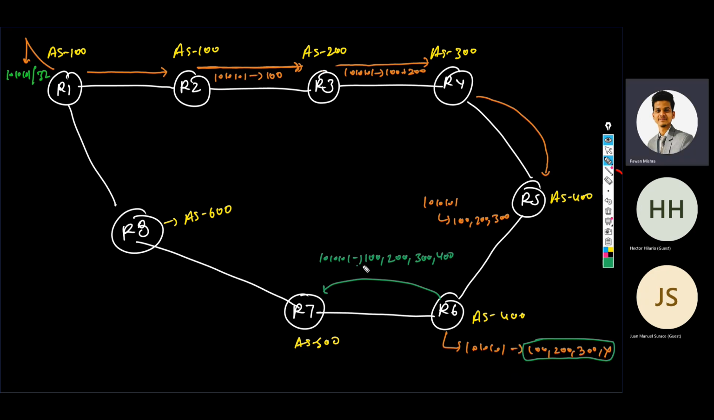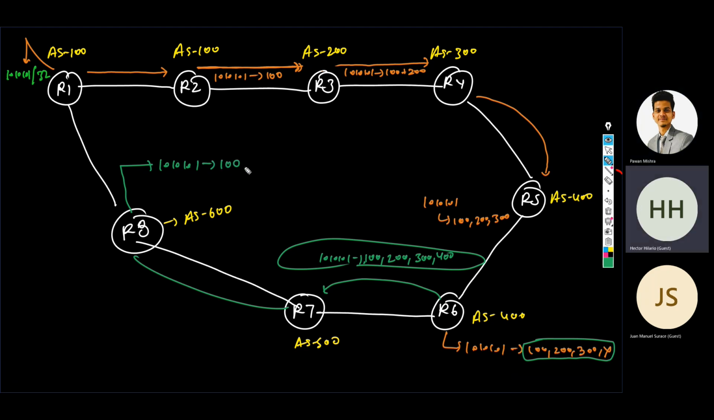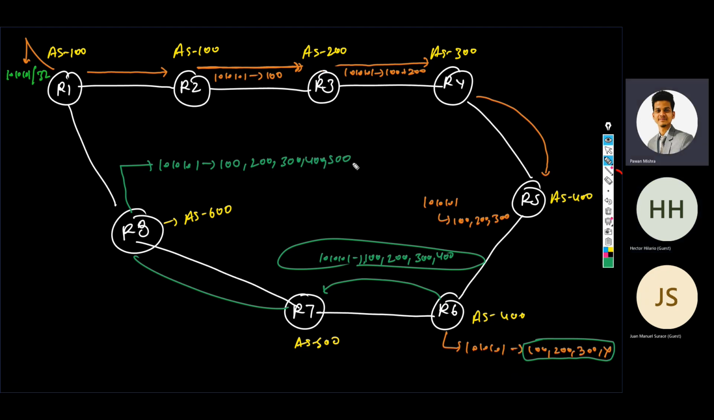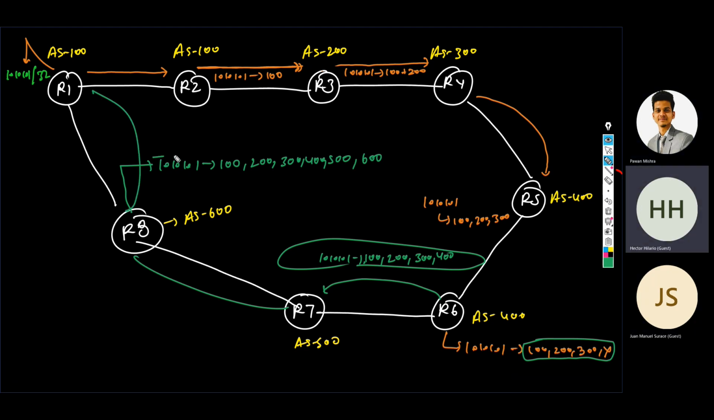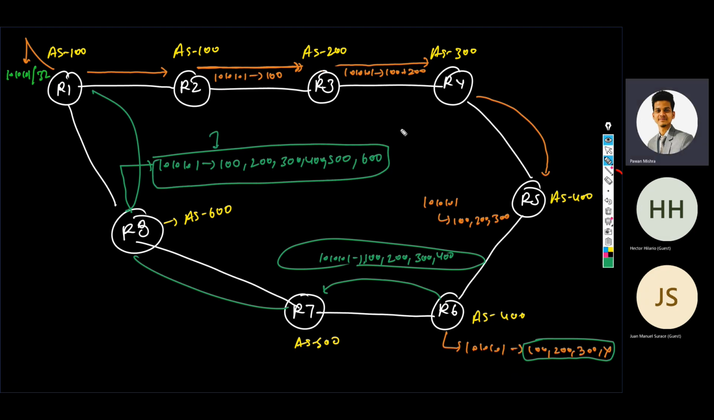R4, exactly the same thing. R7 will share to R8. Now once R8 shares to R1, tell me the AS number: 100, 200, 300, 400, 500, and then 600 as well, because R8 will share to R1. Done? Okay. Now remember, a very important point.